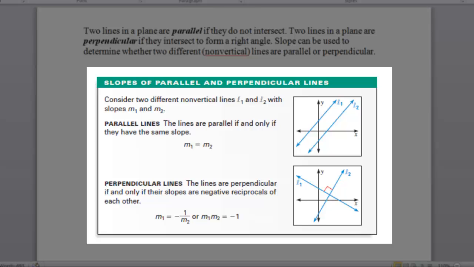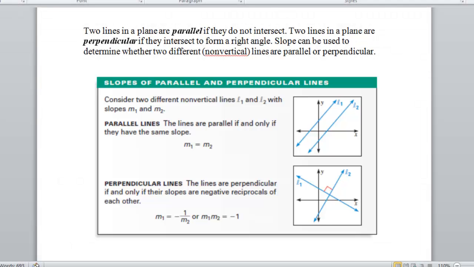Now, for perpendicular lines, the slopes are going to form 90-degree angles, and the easiest way to see that mathematically is through the slopes being opposite reciprocals, or sometimes students like to call them negative reciprocals. So if we take the original slope and we take the opposite value and we make a reciprocal, then that will be the slope of the perpendicular line.